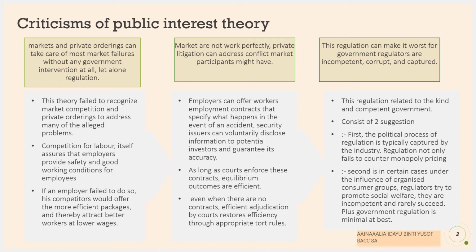Next is that regulations can make it worse for the government, as regulations, incompetence, corruption and capture may arise. This criticism related to the kind and the competence of the government consists of two suggestions. The first is that the political process of the regulations is typically captured by the industry. Regulations not only fail to counter monopoly pricing. Second, in certain cases under the influence of organized consumer groups, regulators try to promote social welfare. They are incompetent and rarely successful. Plus, the government regulation is minimal at best.